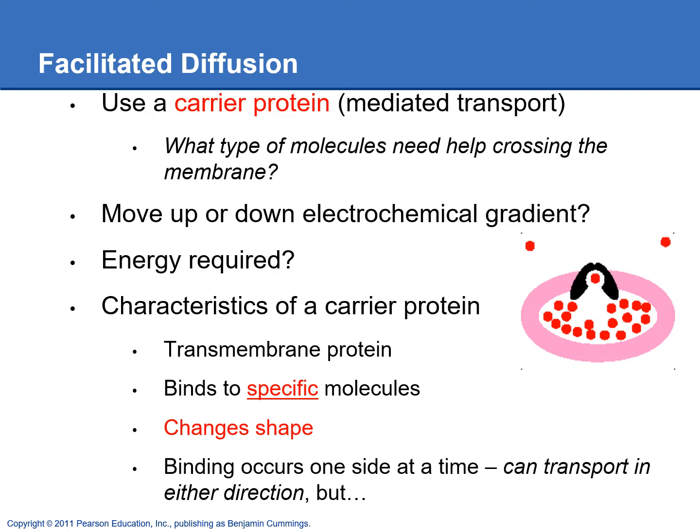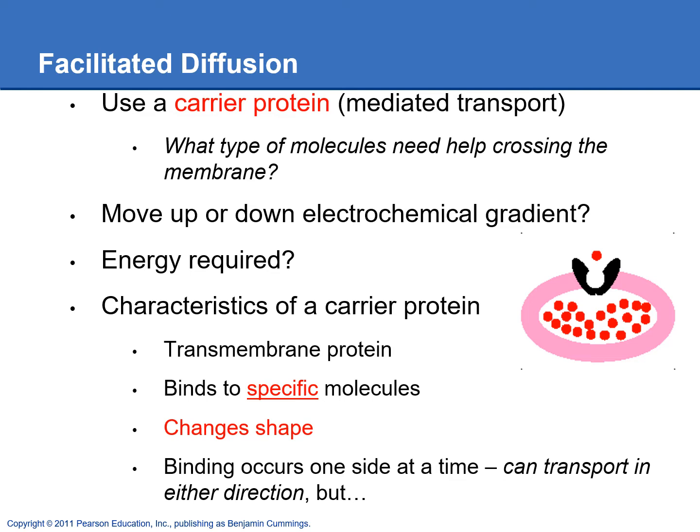We also have ions in water, which are also hydrophilic, but we're not going to be using a carrier protein for them. We're going to be using a channel protein, which we'll talk about next. And the carrier protein is going to change shape as it binds to the specific molecule that it's going to transport across, and then it will flip it to the other side. So you can always recognize a carrier protein because it's going to change shape like that.